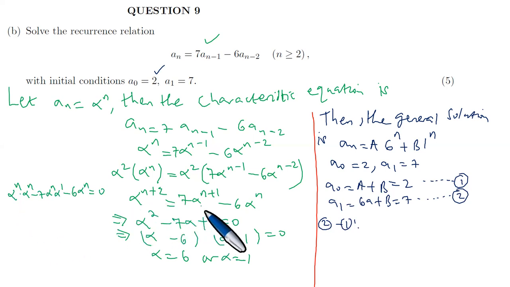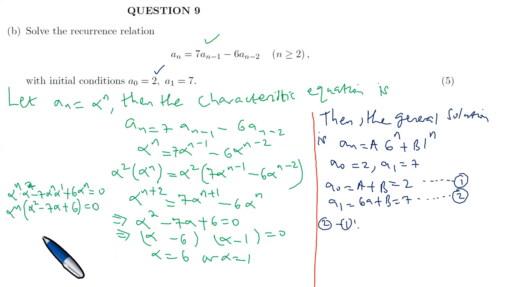Okay, we've just separated these things. We transpose the 7, and this one became plus, because it was negative, it became plus. And then we factor out alpha to the power n. Okay, this one is a squared. So alpha squared, 7 alpha plus 6.